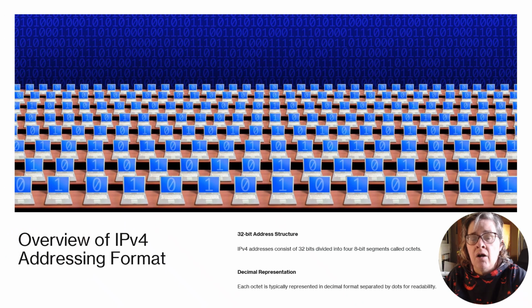Okay, so IPv4 addresses use a 32-bit numeric format divided into 4 octets. It's divided into 4 lots of 8, typically represented in decimal form. This section covers the structure and representation of IPv4 addresses.